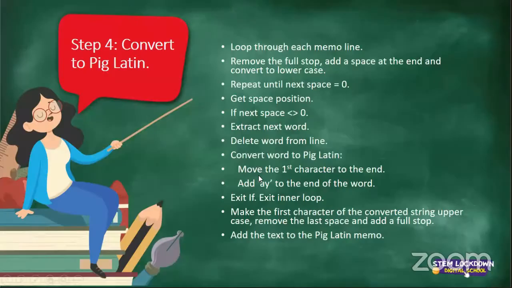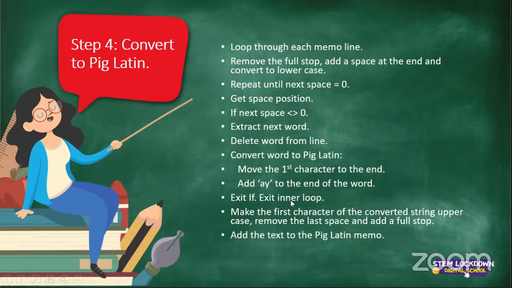So let's carry on. So we now need to exit my if that checked for spaces and exit the inner loop, because I'm now done with that word. I'm ready to go back and start working on the second word, and so on. So it says here, make the first character of the converted string uppercase, remove the last space, and add a full stop. Now, I can do this step at this stage because I've now exited the inner loop.